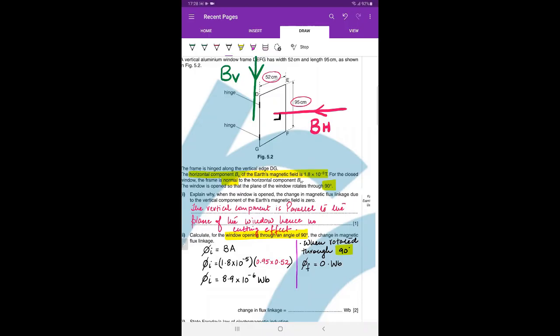And since you are expected to calculate the change, it doesn't really matter whether you go for final minus initial or initial minus final. It's your choice, whichever suits you. Hence, this becomes the result.